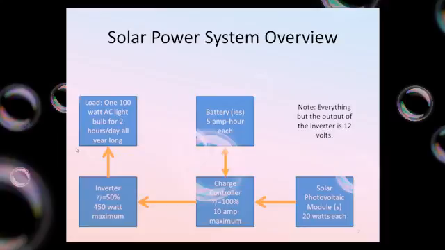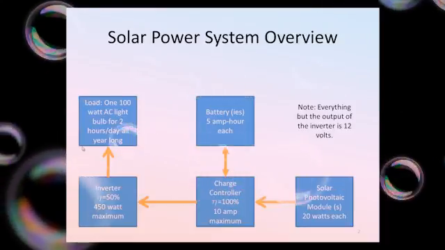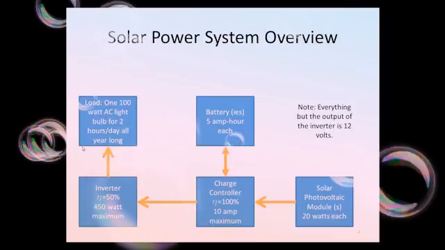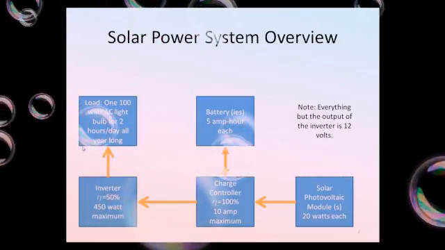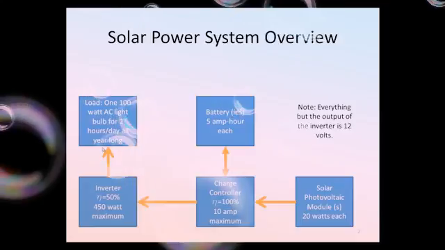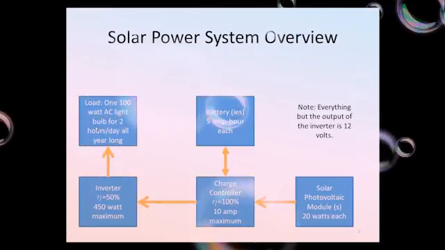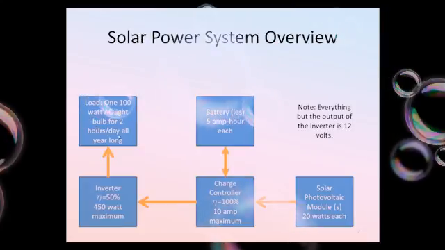The load is something like a light bulb or a fridge or anything that uses electricity. You can think about anything you plug in your house. In this case, it's going to be plugged into the solar power system to be powered. Right now, in this example, we're going to be using a 100 watt AC light bulb, and we're going to be using it for 2 hours a day all year long.